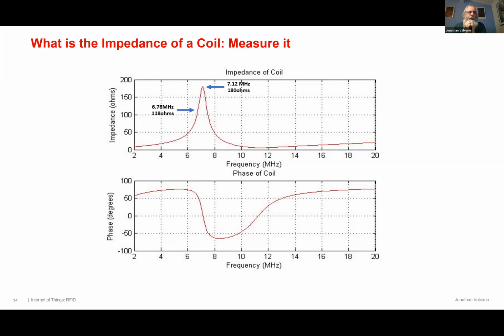Okay. So coils resonate, as you probably already know. So there will be an impedance, a frequency at which the coil will resonate. This was a 6.78 megahertz solution, not 13 megahertz like for the other one.